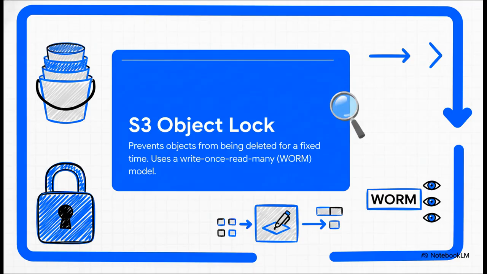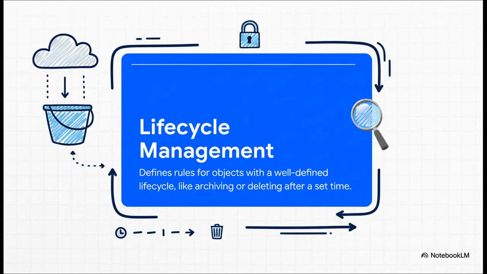And for an even higher level of protection, maybe for legal documents or compliance data, you have object lock. This enforces something called a WORM model. That's write once, read many. Once you lock a file, it is immutable. It cannot be changed or deleted by anyone, not even you, until that lock expires. It's serious stuff.